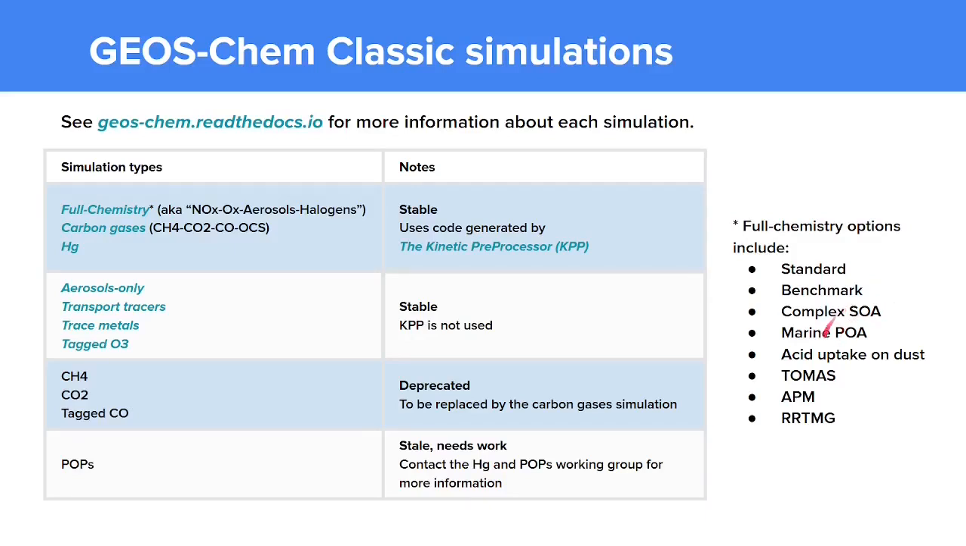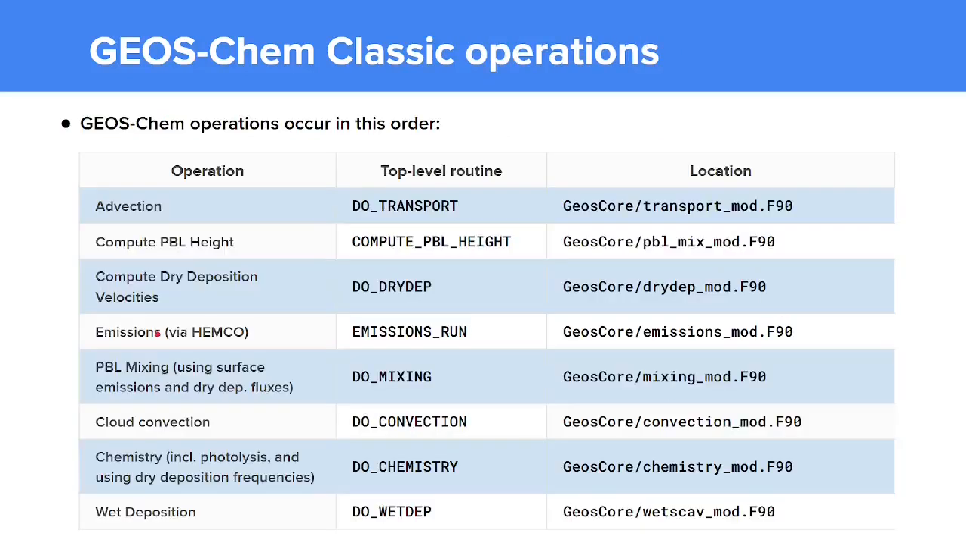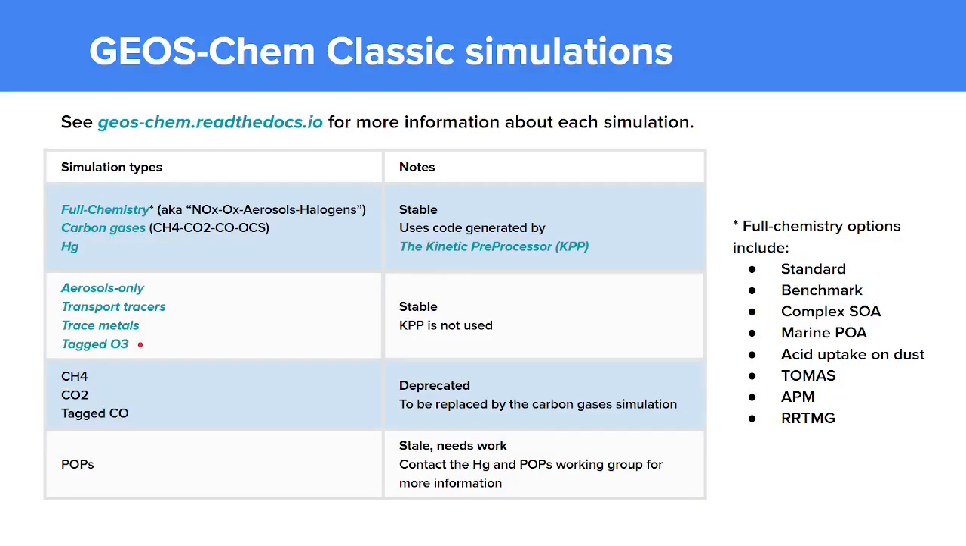There are a couple of different SOA options and POA options. TOMAS and APM are aerosol microphysics, and RRTMG is the radiative transfer model that lets you archive radiative forcings from GEOS-Chem. Next, there are simulations that have been implemented without using KPP, such as the aerosols only, transport tracers, metals, and tagged ozone simulations. You'll find information about each of these at Read the Docs, as we looked at before.